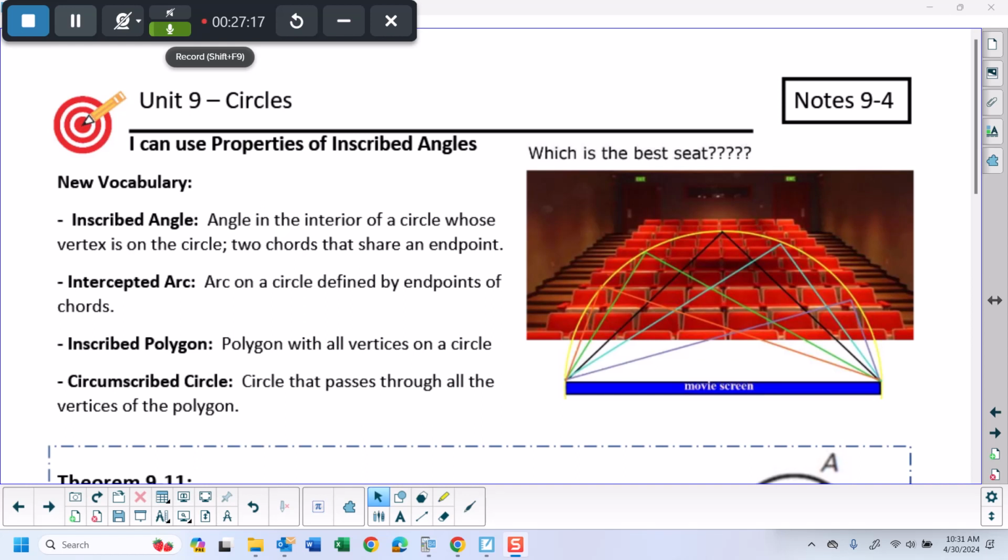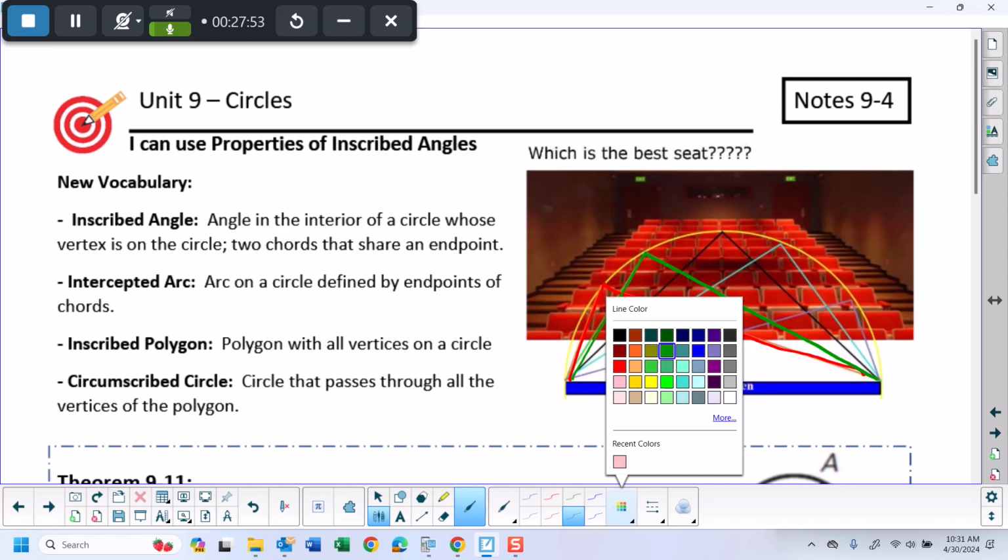What you have drawn over and over again, and I'm sorry if your copies are dark, is what we call an inscribed angle. An inscribed angle is an angle that's inside of the circle where the vertex is on the circle. So if you look here, I have this inscribed angle here.